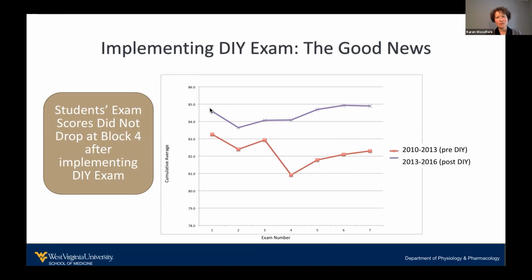After I implemented it, I'm comparing 3-year blocks of time here, but this trend holds the same from here on out. Really a little drop, but then no giant plummet at block 4. And in fact, they are higher overall. Now, significant, maybe not, but I wasn't seeing that drop at block 4.